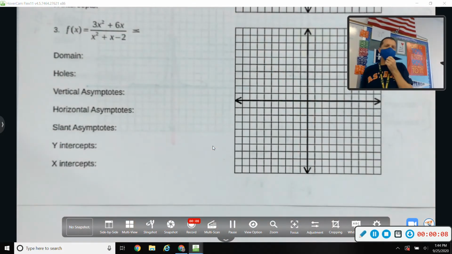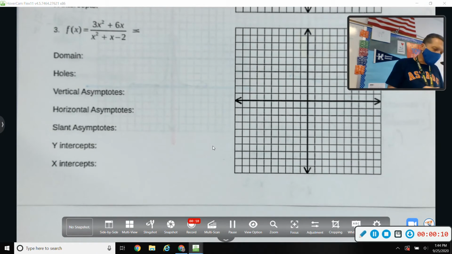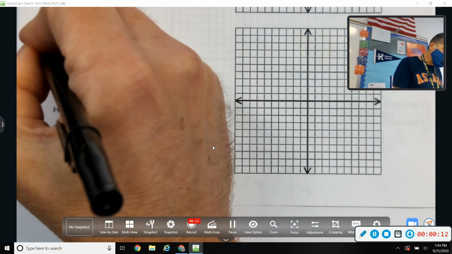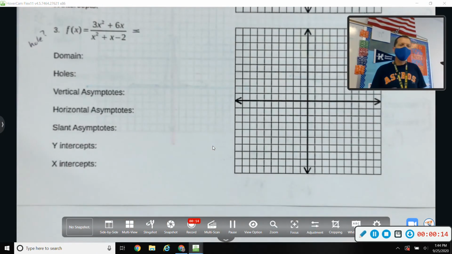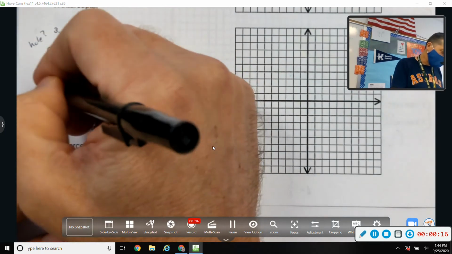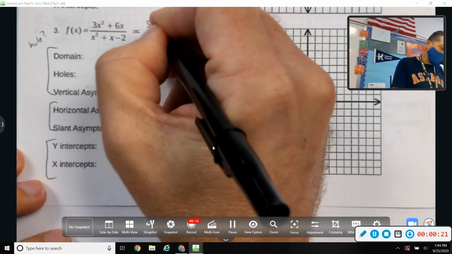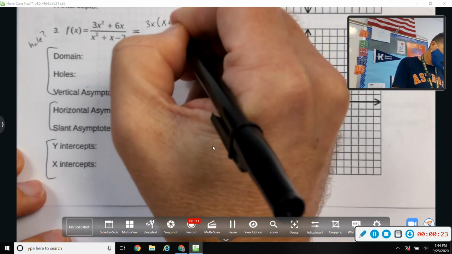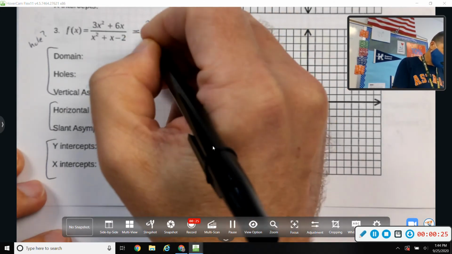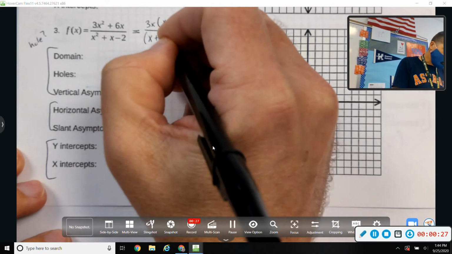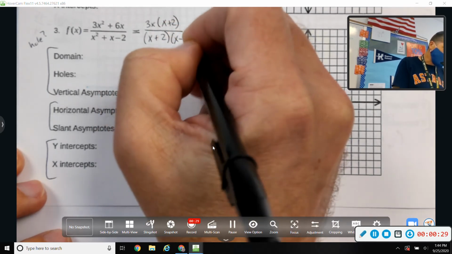All right, number 3. Let's look at this one. We think it has a hole, and that's why we're doing this problem. So it does have a hole. We are convinced it has a hole. Factor the top. Again, got to be able to factor. And if you factor correctly, it does have a hole.